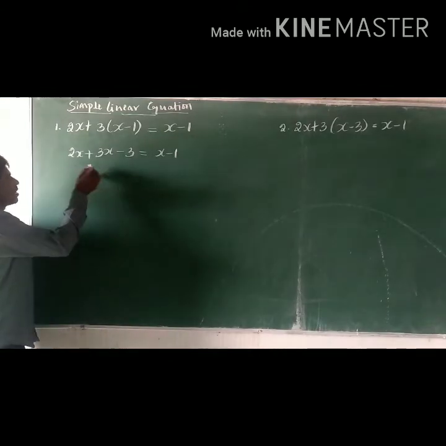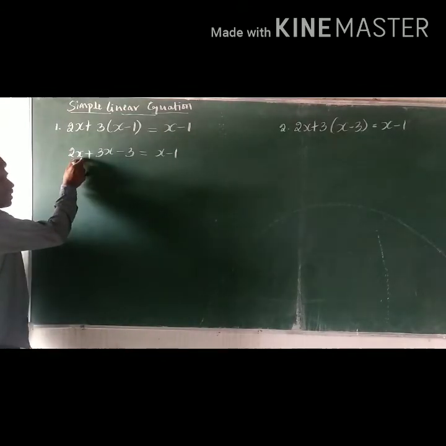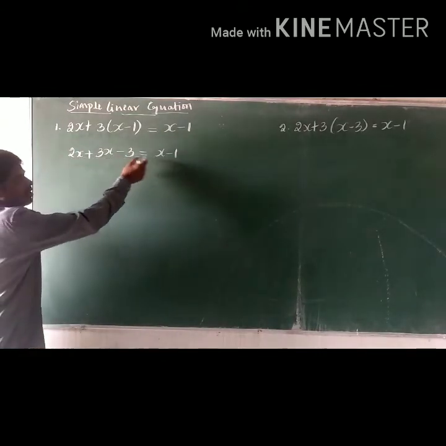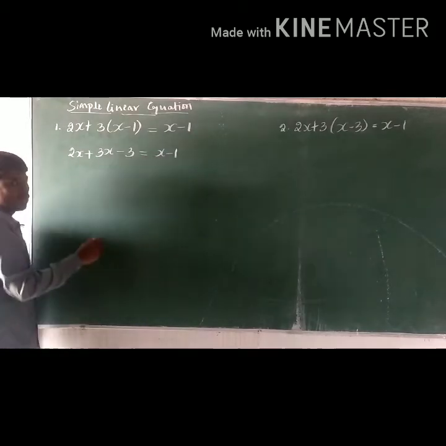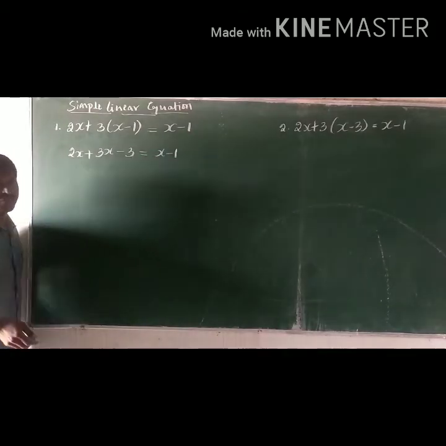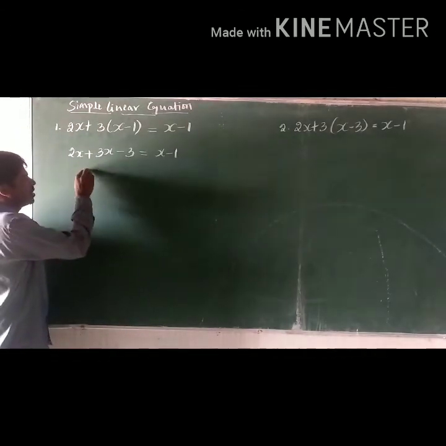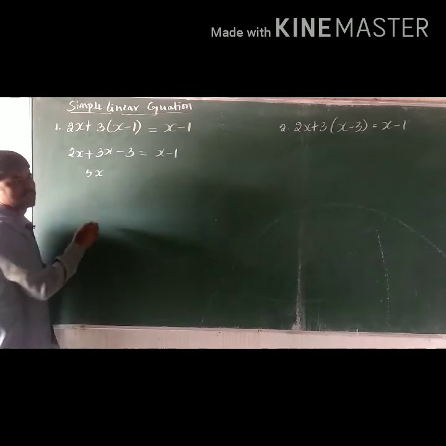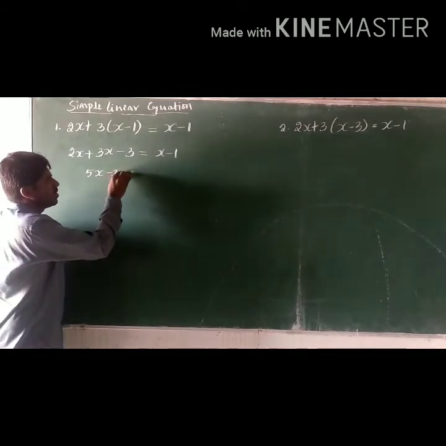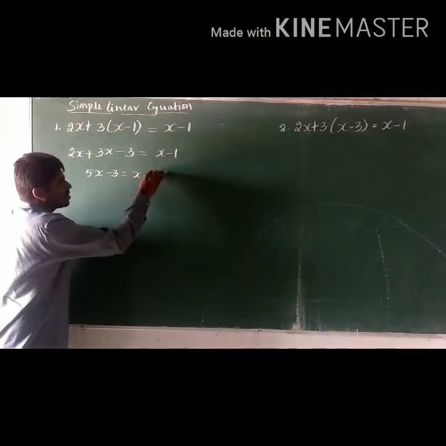Then now go to here, number with the variable, number with the variable. What is the number? Variable and number. Then now, number along with the variable, first we will add. Then now go to 2x. Okay, 2x plus 3x, you get 5x minus 3 is equal to x minus 1.